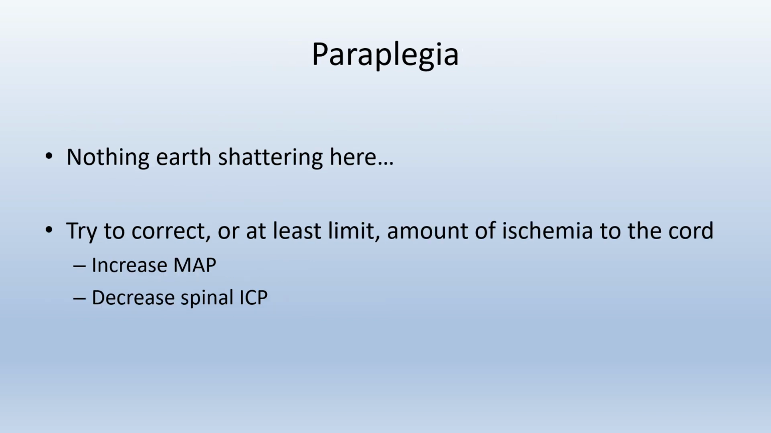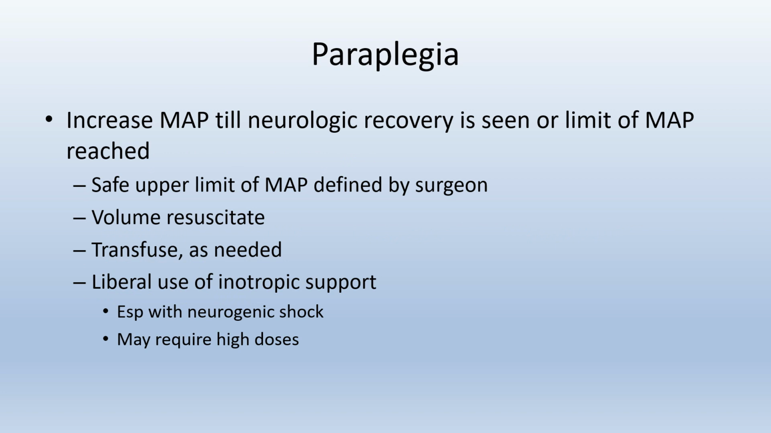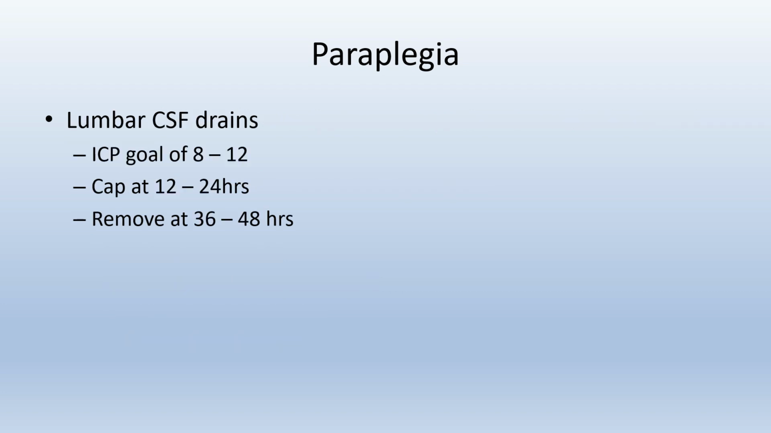Paraplegia: try to correct, or at least limit, the amount of ischemia to the cord by increasing the MAP and decreasing the spinal ICP. Increase MAP until neurologic recovery is seen, or until the MAP reaches the safe upper limit defined by the surgeon. Volume resuscitation, transfuse as needed, and liberal use of inotropic support, especially with neurological shock, which may require high doses. Lumbar CSF drain, ICP goal of 8 to 12, cap for 12 to 48 hours, remove at 36 to 48 hours.